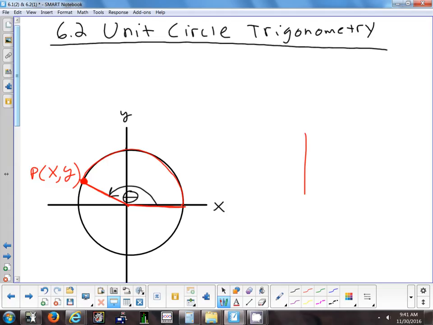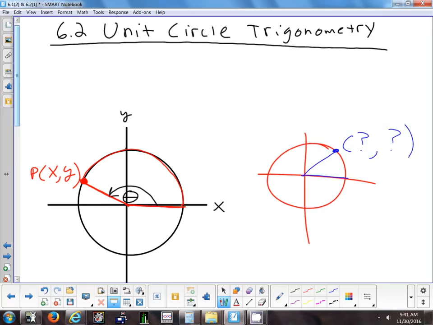Okay, so here's another example. No matter where I draw an angle, let's draw a 45-degree angle. There's a coordinate for where that terminal side hits the circle. I want to know, what's that coordinate? If I can figure out the coordinate, then I can do trigonometry on a circle. So any questions on the idea? Trying to find a coordinate for where the terminal side hits the edge of the circle.